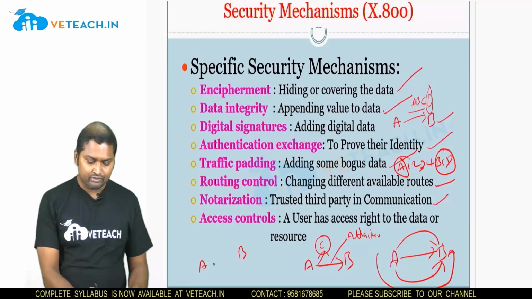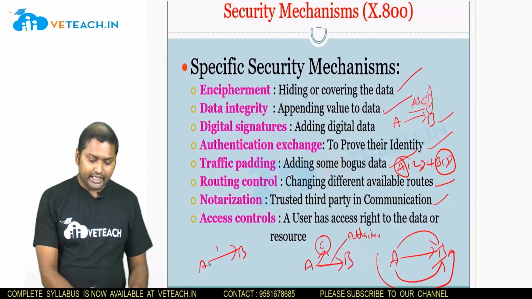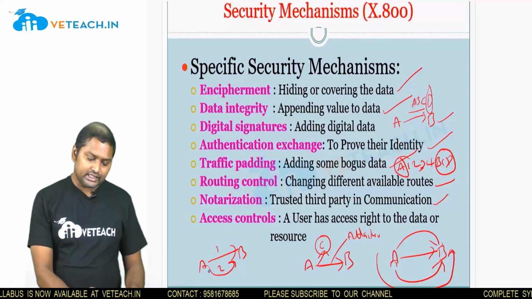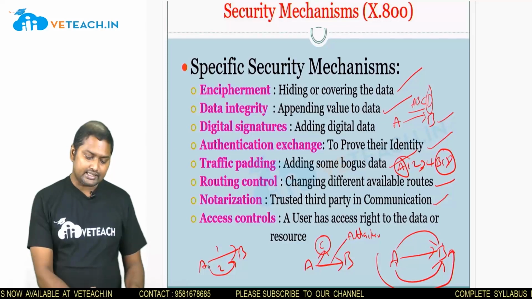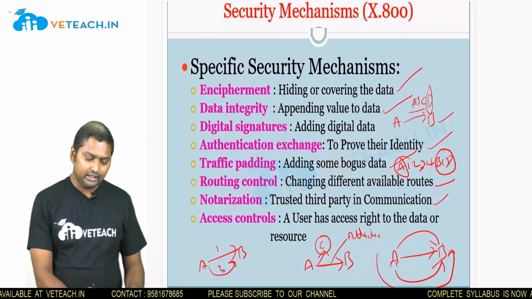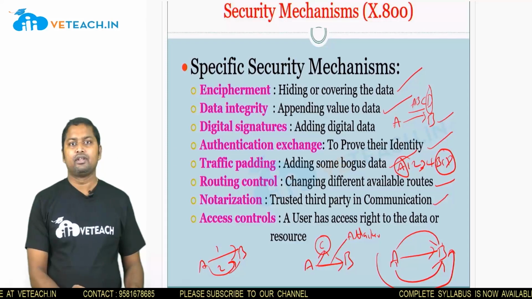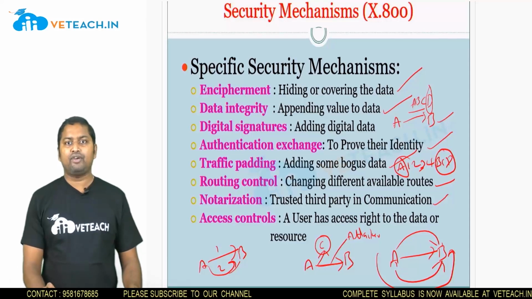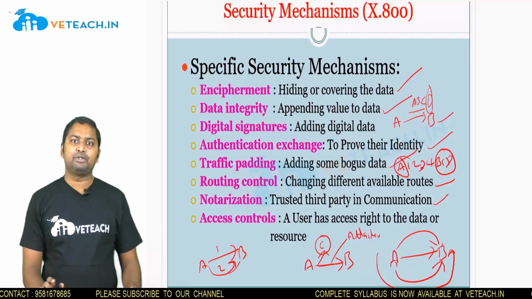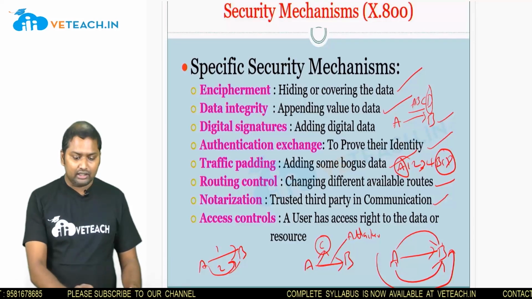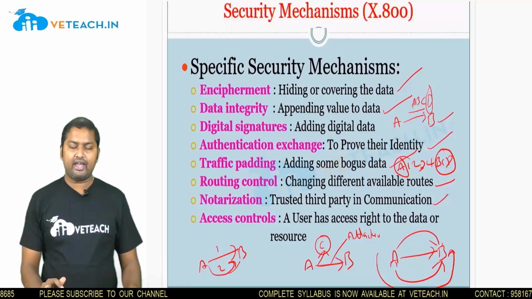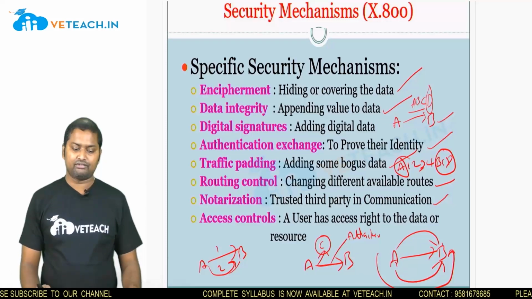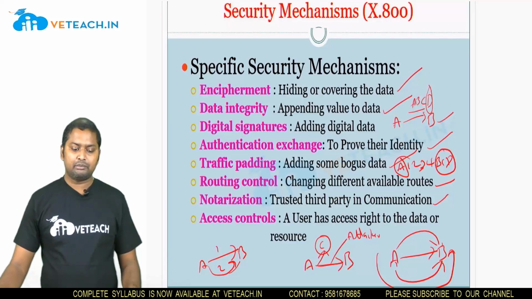Suppose from A to B, the first time a message was sent. Again he is sending a second message to B. When A is sending to B, he is accessing the data and adding some data to it. In this way, all these come under security mechanisms. When we are sending data from A to B, we should follow all these security mechanisms. Whenever we follow all these security mechanisms, our data will be safe. So this is about security mechanisms.